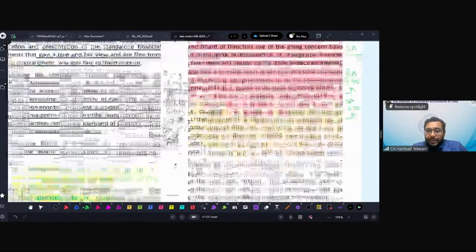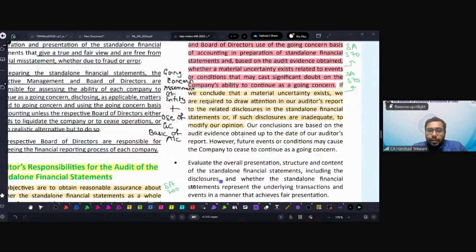And then the next point is that our conclusions are based on the audit evidence obtained up to the date of the auditor's report. However, future events or conditions may cause the company to cease or continue as a going concern. Can anyone tell me from where this is coming? Which SA is this? SA 560, subsequent events. Yes, absolutely correct.